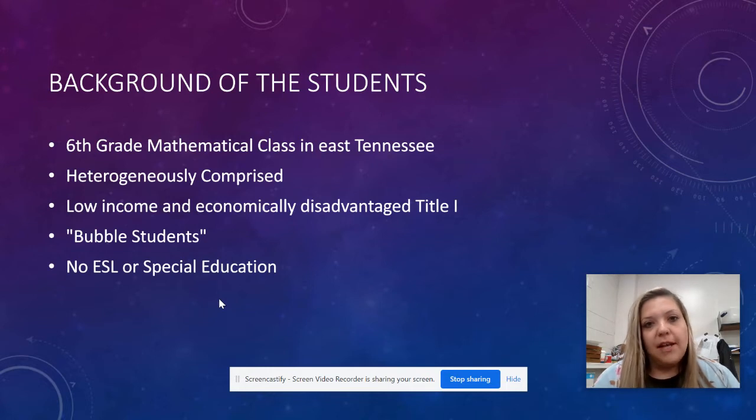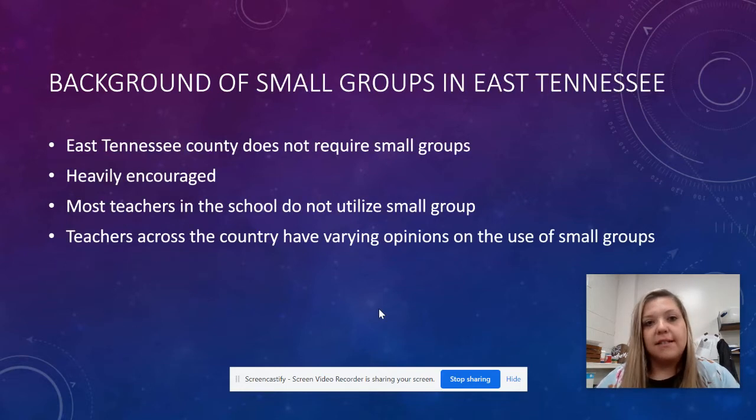So, the background of the students in this research study is that they are a sixth grade mathematics class in East Tennessee County. They are heterogeneously comprised, at varying academic levels. They are low income and economically disadvantaged. They are considered Title I. They are also considered bubble students. In other words, they are being looked at to hopefully get them to be proficient, instead of basic or below basic. There are no ESL or special education students in this class.